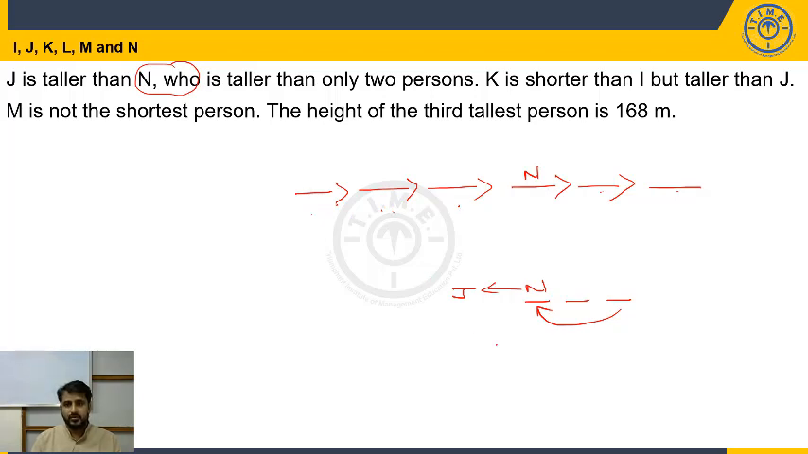Next, K is shorter than I but taller than J. So before J I have to place K and I. And J should be in one of these 3 positions. So J cannot be here, J cannot be here. So J will be here, and we can also fix I and K. M is not the shortest, so M cannot be here. So M will be second shortest. Who is the remaining? L. And the height of the third tallest person, who is J, is 168 meters. That's it. Arrangement is completed.